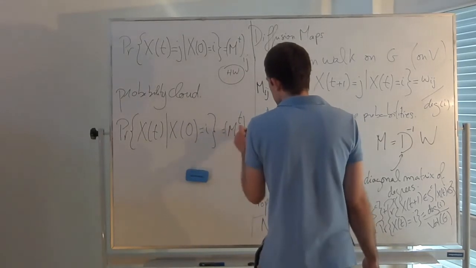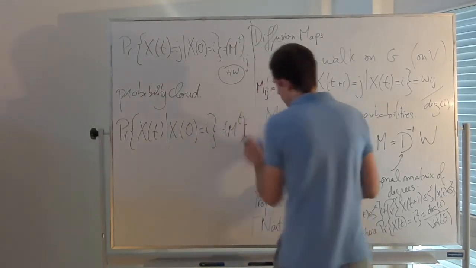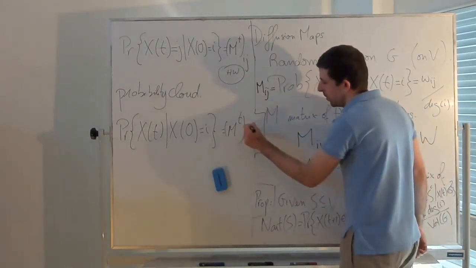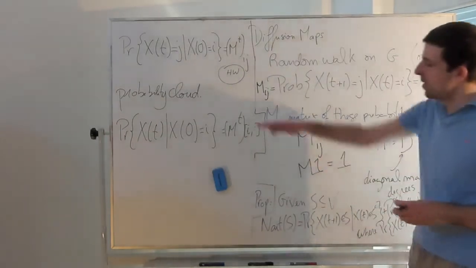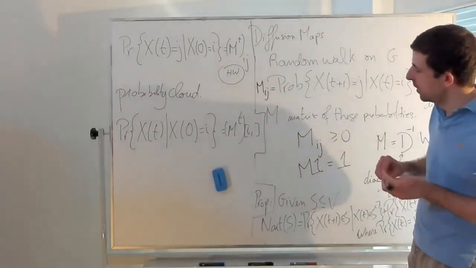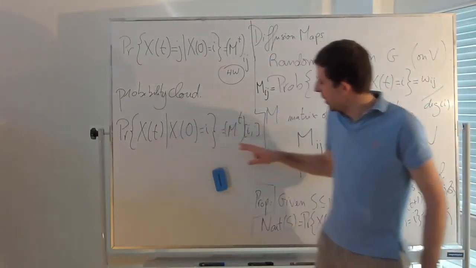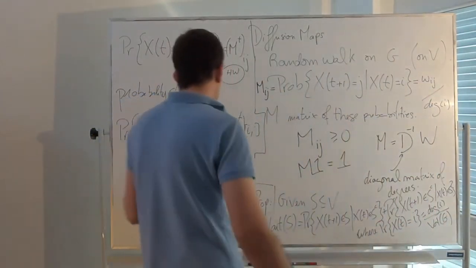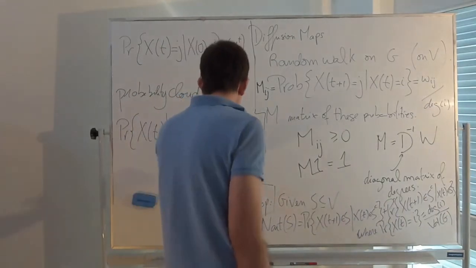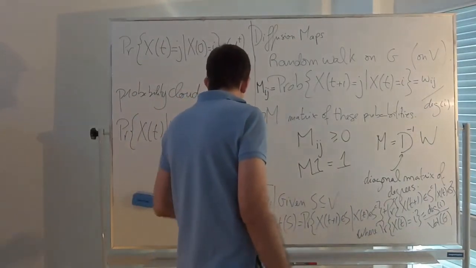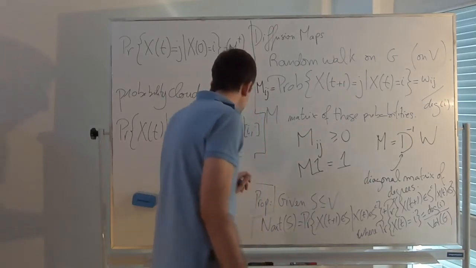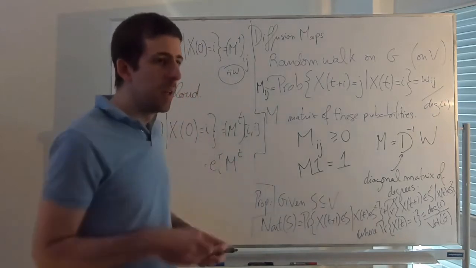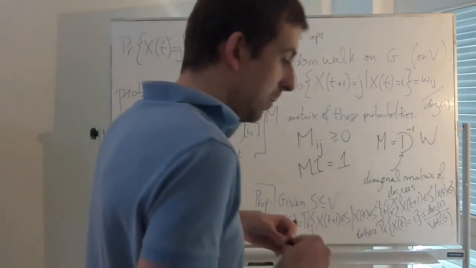In MATLAB notation, this is just the first row. This is now a vector, a row, and it will just take the ith row of this matrix M^t. Another way to write this is e_i transpose M^t, where e_i transpose is just a vector with a 1 in entry i and 0 everywhere else.